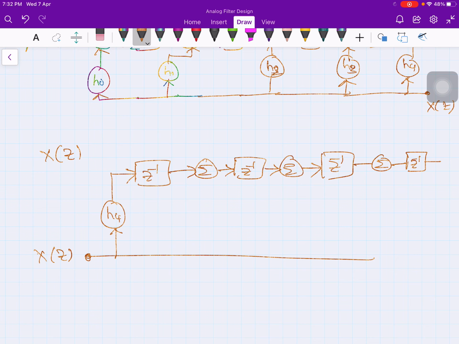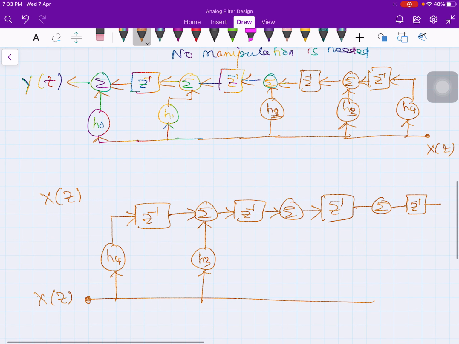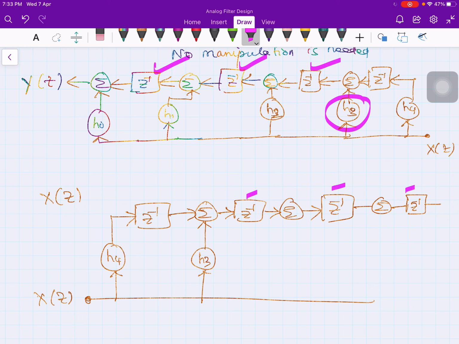So let's draw the delays. h3 is multiplied by x of z and should undergo 3 delays, therefore you put h3 here. Now h3 goes through 3 delays. Look at the above figure: h3 goes through 1 delay, 2 delays and 3 delays, therefore here also 1, 2, 3 delays. You see the pickup points are now being replaced by summers.